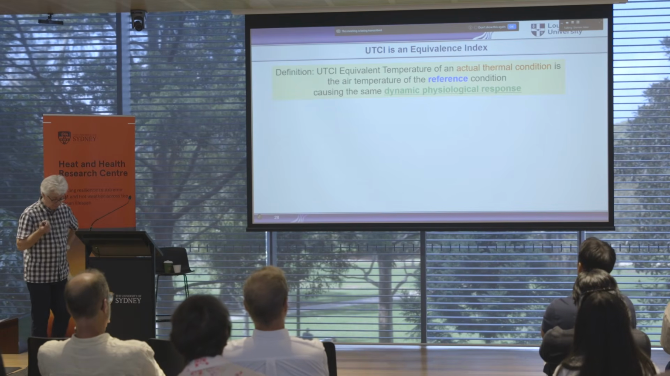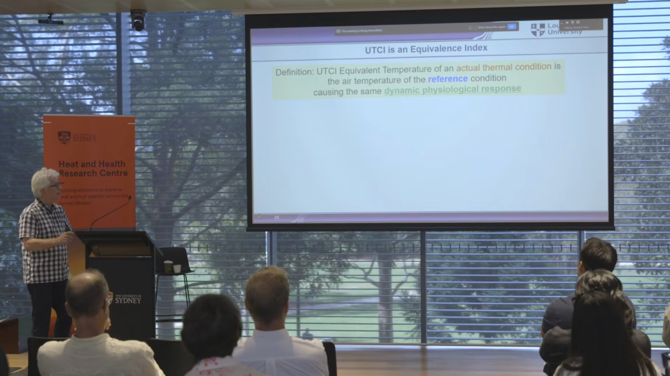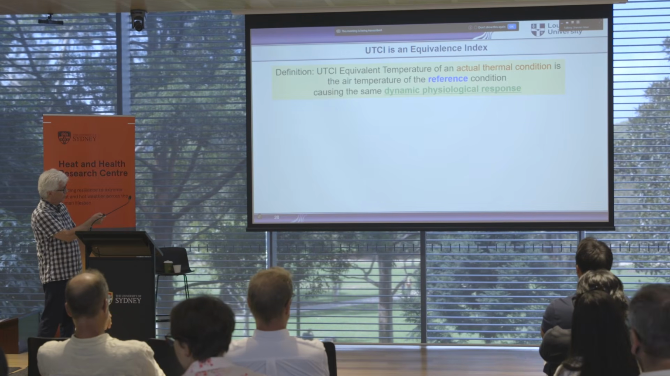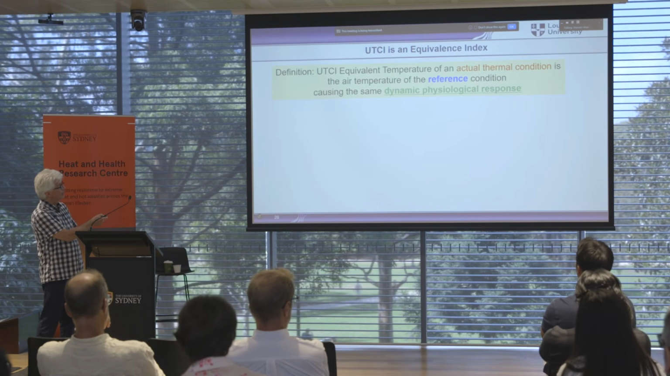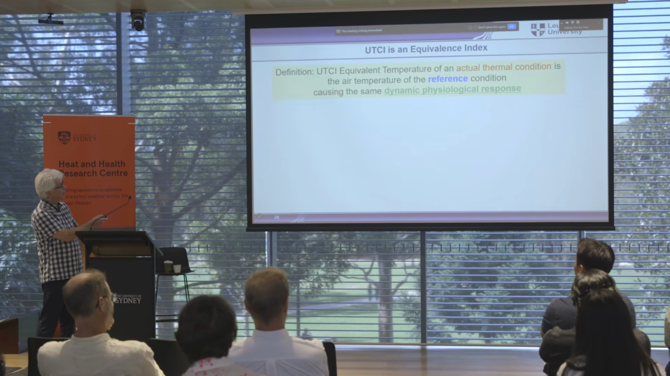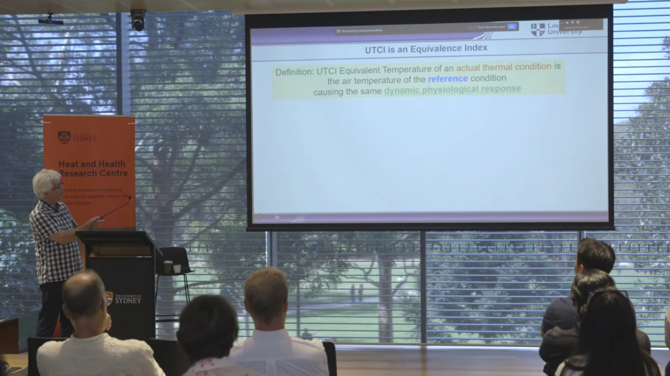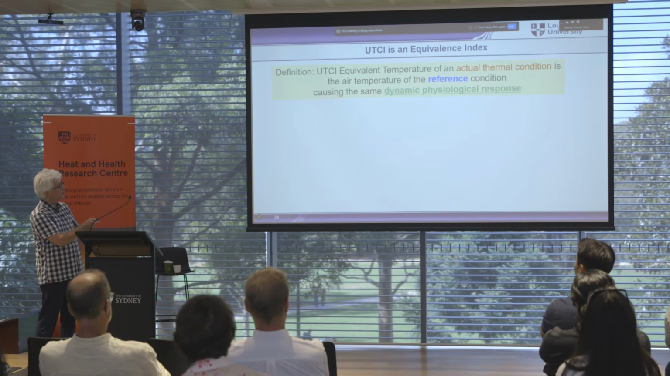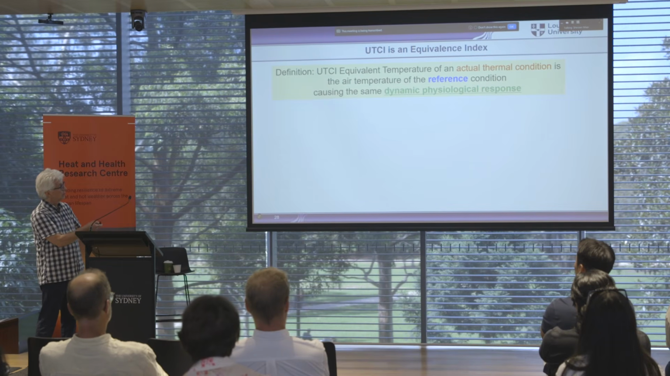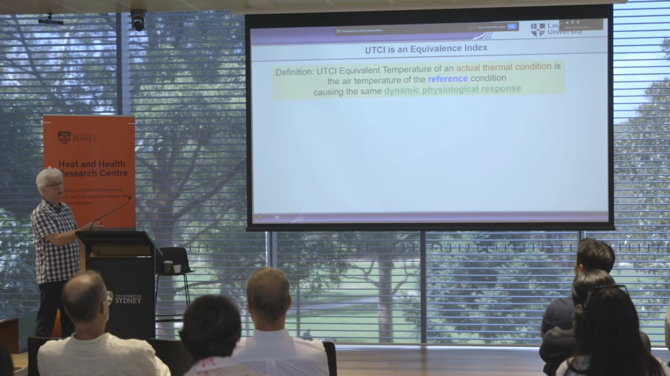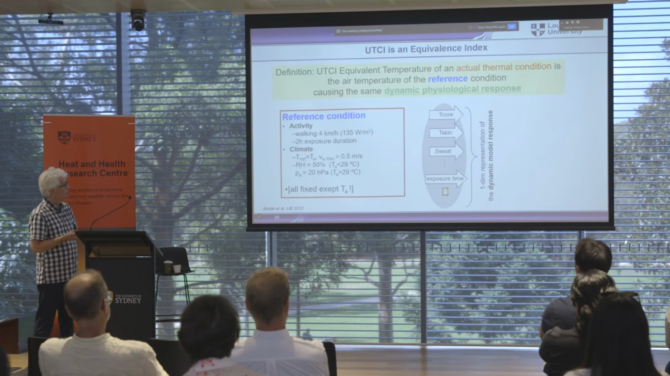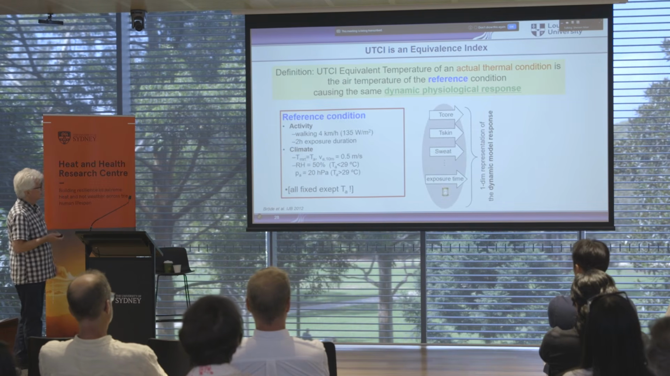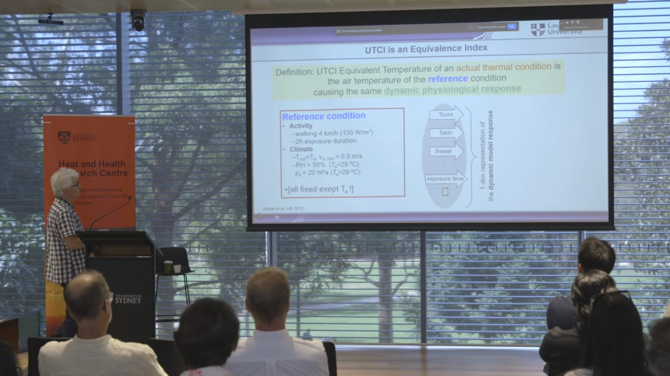So then in terms of the definition of UTCI as an index, we talk about a UTCI equivalent temperature, which is the equivalent temperature of an actual thermal condition: the air temperature of the reference condition causing the same dynamic physiological response. So that combination of all those values is what I call the dynamic physiological response. So let's try to explain that a bit more.